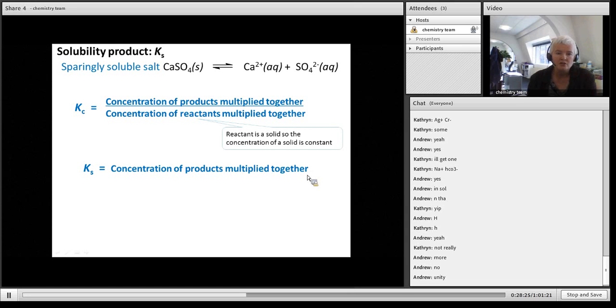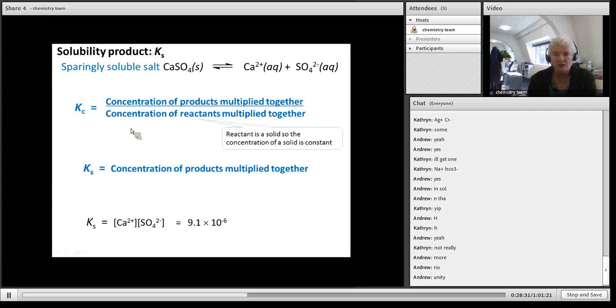So I've only got the products multiplied together. So if I wanted to do the equilibrium constant expression for calcium sulfate, so there's my Ks now, and it's calcium ions multiplied by sulfate ions. Now notice the sort of brackets I'm using. They're square brackets. What do square brackets mean?